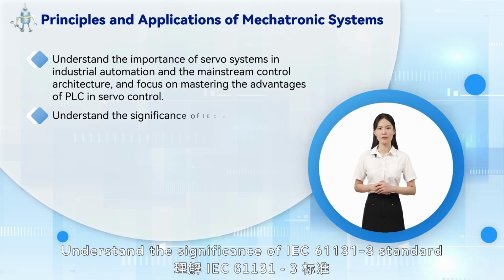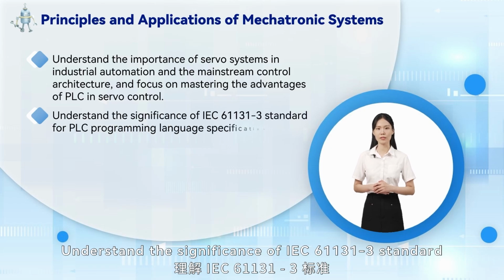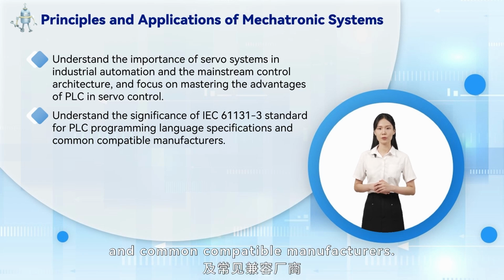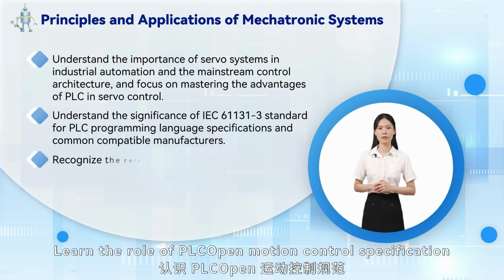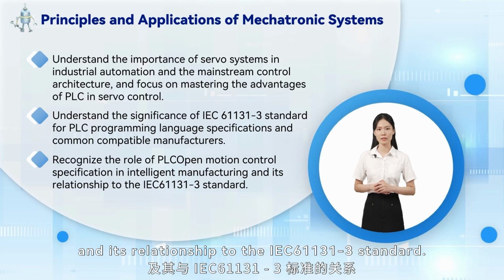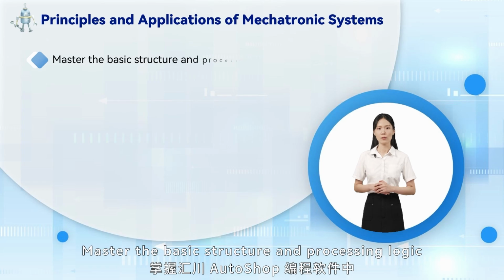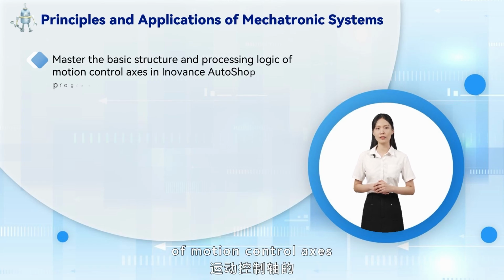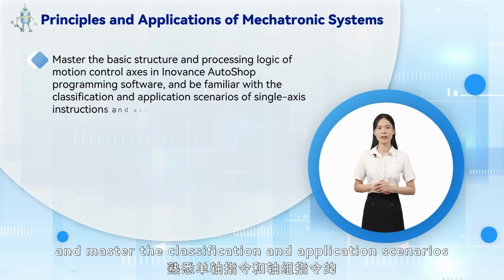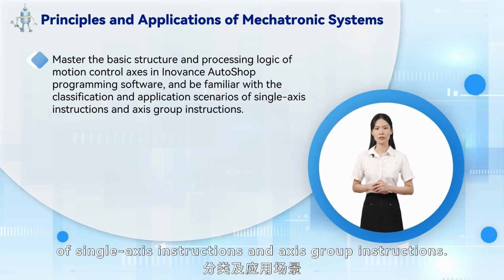Understand the significance of the IEC 61131-3 standard for PLC programming language specifications and common compatible manufacturers. Learn the role of the PLCOpen motion control specification in intelligent manufacturing and its relationship to the IEC 61131-3 standard. Master the basic structure and processing logic of motion control axes in Innovance Autoshop programming software, and master the classification and application scenarios of single-axis instructions and axis group instructions.